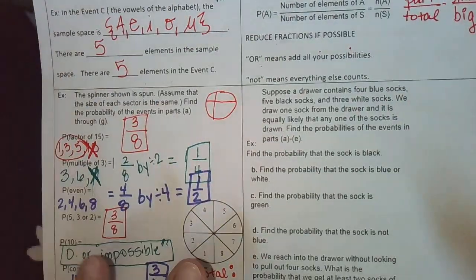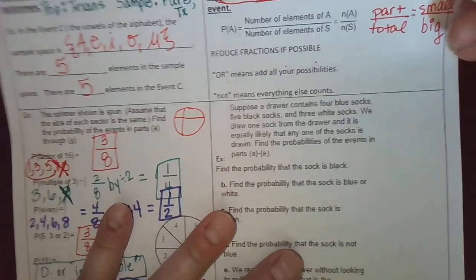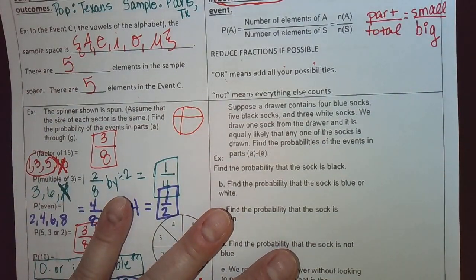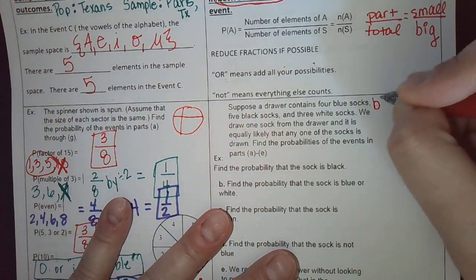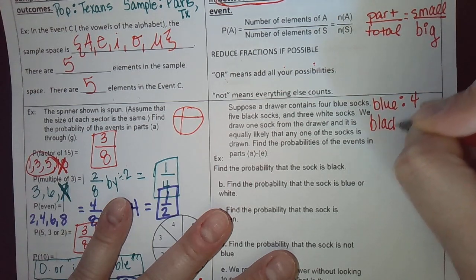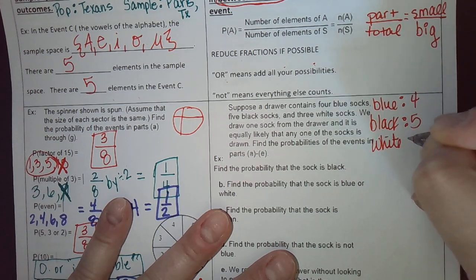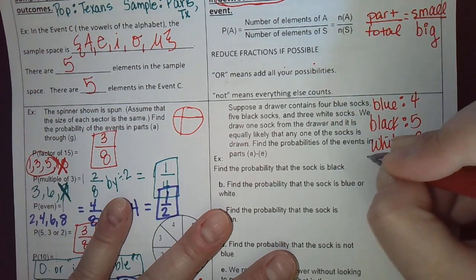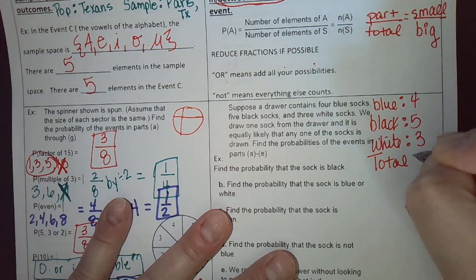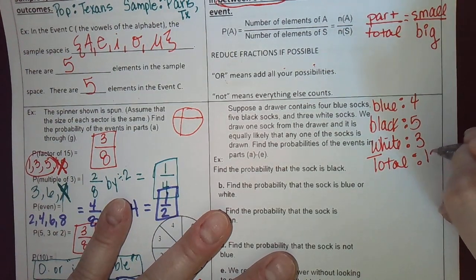Let's look at this right-hand one. It's talking about socks. It says, suppose a drawer contains, I need to write this down, 4 blue, 5 black, and 3 white. Okay, let's find the total. The total is 4 plus 5, 9 plus 3 is 12.